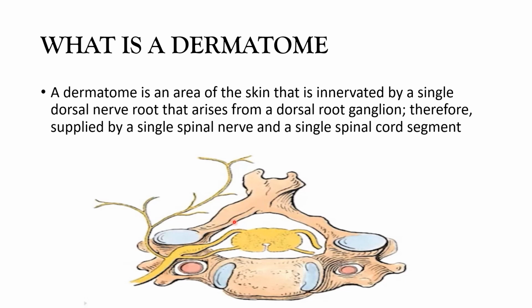So what is a dermatome? A dermatome is an area of the skin that is innervated by a single dorsal nerve root. Very important, a single dorsal nerve root that arises from the dorsal root ganglion, therefore supplied by a single spinal nerve and a single spinal cord segment.